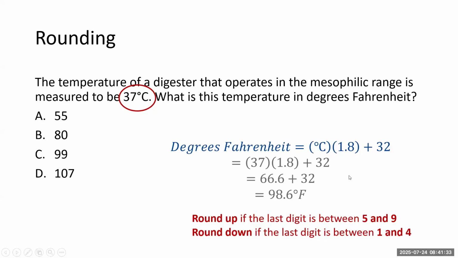And so if we wanted to go 98.6, then we're going to look at the next number in the equation. Is it between 5 and 9 or 1 and 4? If it's between 5 and 9, we're going to round up to the next number for our final number. If it's between 1 and 4, we'll round down. So in this case, 0.6 is between 5 and 9, so we're going to just go ahead and round up to the next whole number, which is 99. And that is one of our numeric answers here.